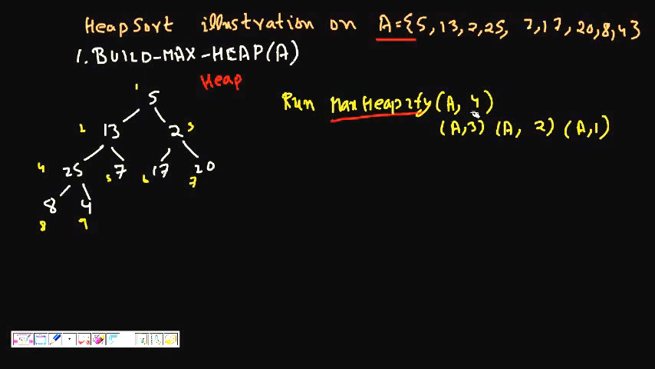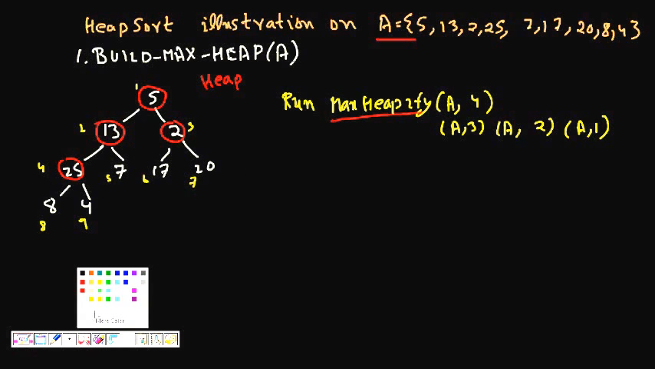Basically, the leaf nodes have no children, so they all satisfy the max heap property. But for the other nodes that have children, we run max heapify so that they satisfy the max heap property. Here, for 25 we run it: 25 is greater than 8 and 25 is greater than 4, so this is fine, it follows the max heap property.